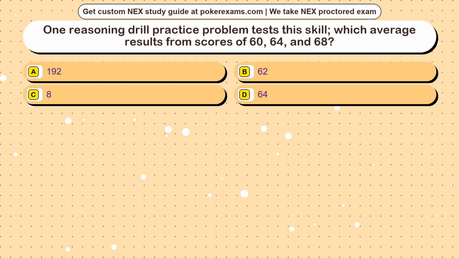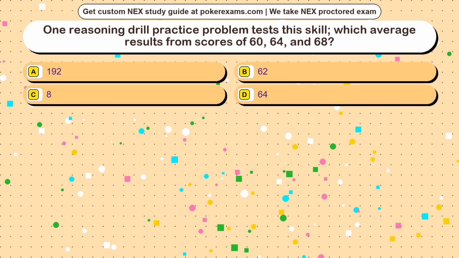Question 11. One reasoning drill practice problem tests this skill, which average results from scores of 60, 64, and 68. Option A 192. Option B 62. Option C 8. Option D 64.